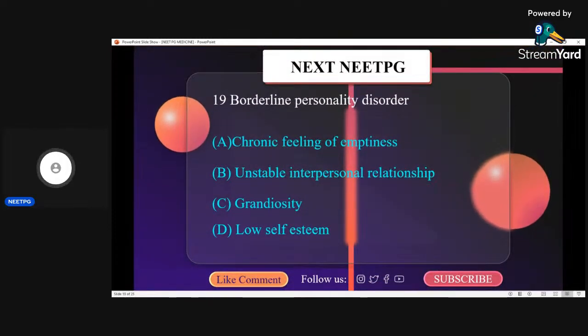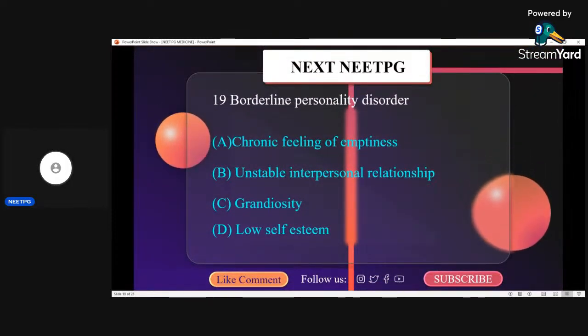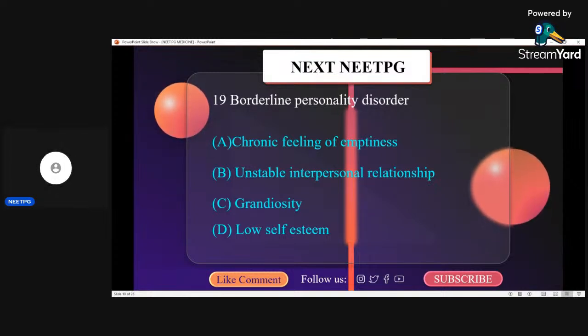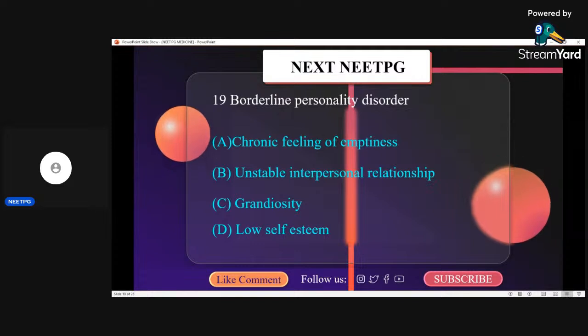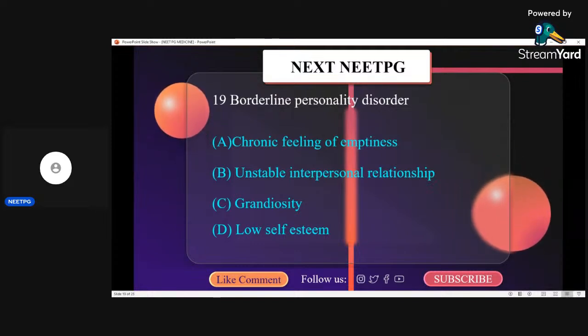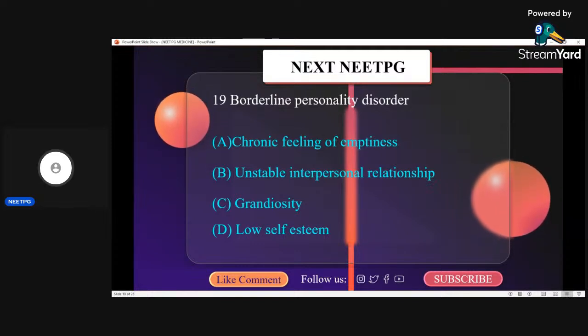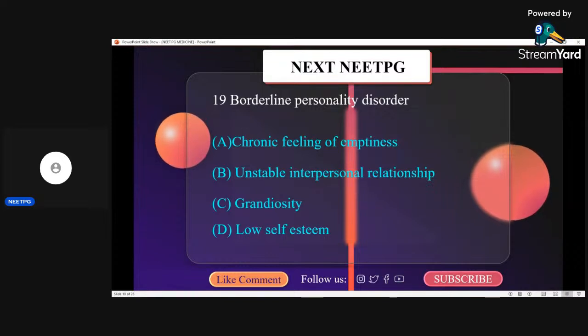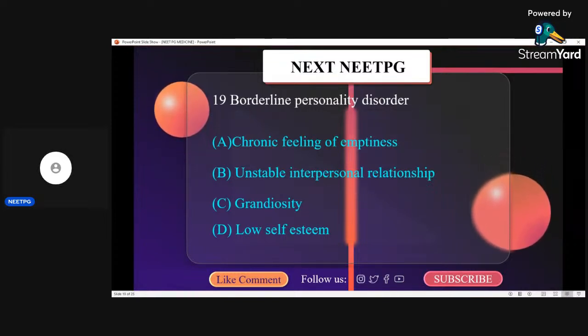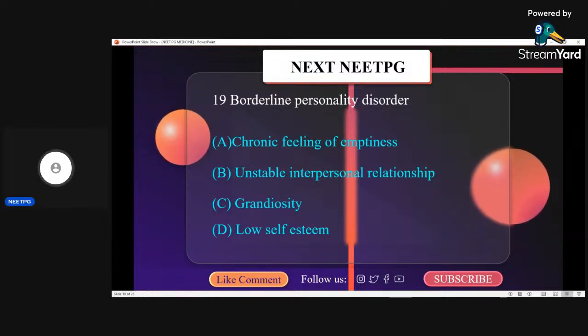Borderline personality disorder is: A, chronic feeling of emptiness; B, unstable interpersonal relationship; C, grandiosity; D, low self-esteem. Whenever there is a borderline personality disorder, there are unstable interpersonal relationships.